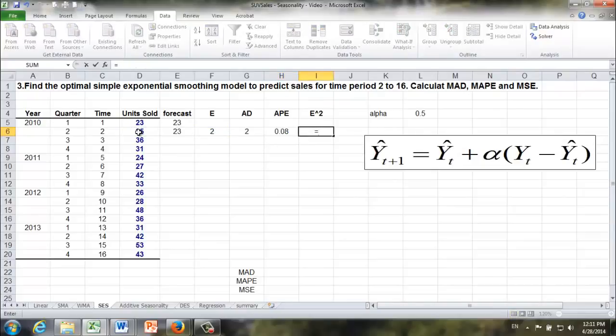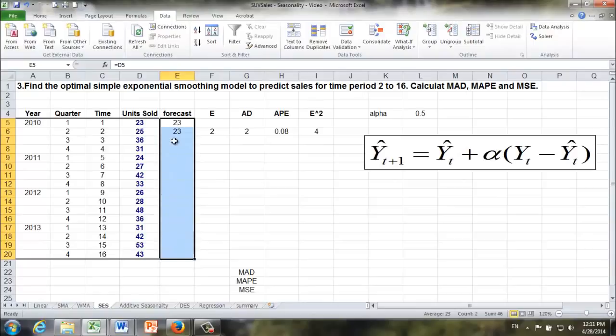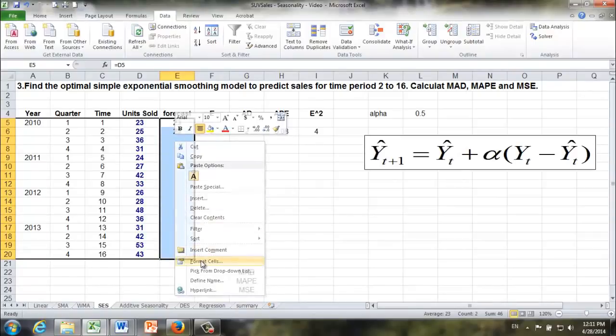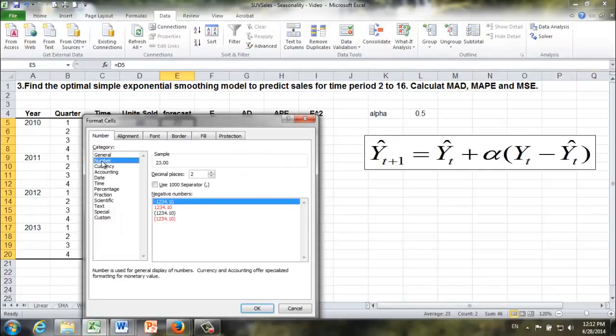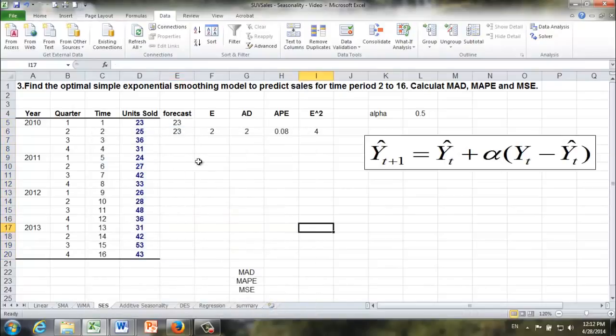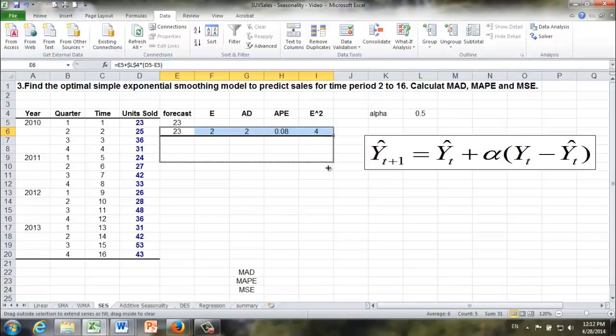Last but not least, squared forecast error. Like we did earlier, we want to make sure those forecasts are going to be integers. So we keep 0 decimal places. That will get the job done. And we're going to do the same thing for the remaining 13 time periods.